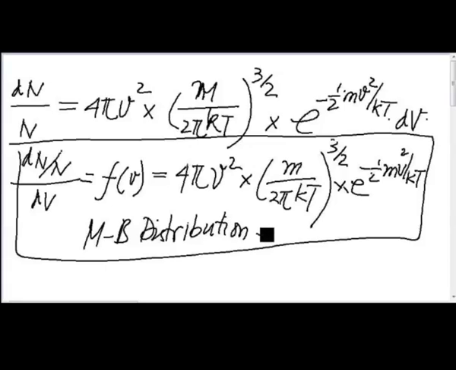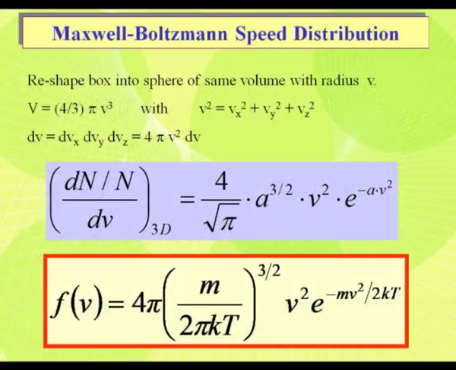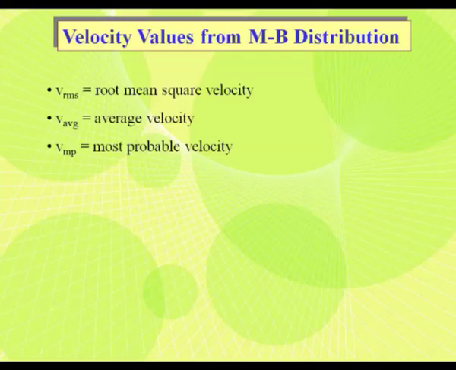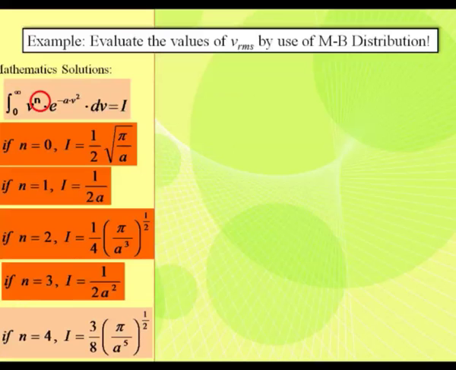Okay, let me use this equation to calculate root mean square speed, average speed, and most probable speed. So velocity values from the Maxwell-Boltzmann distribution can be used to calculate root mean square speed, average speed, and most probable speed. Let's have a look over there on the presentation.